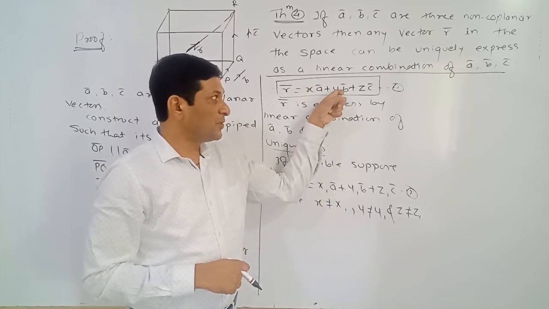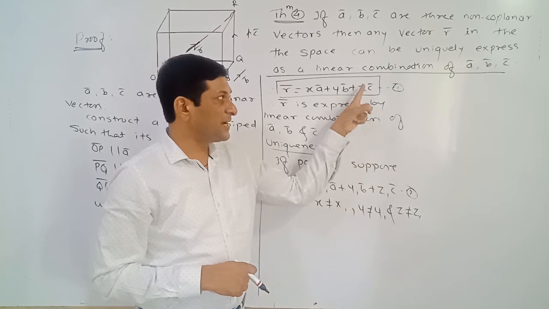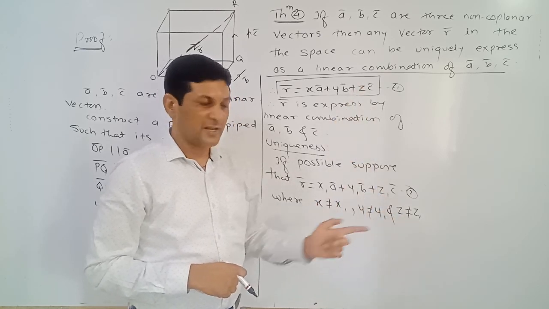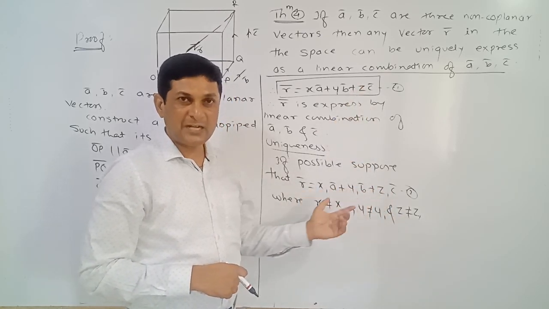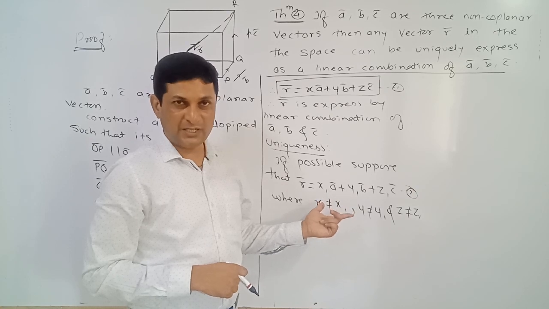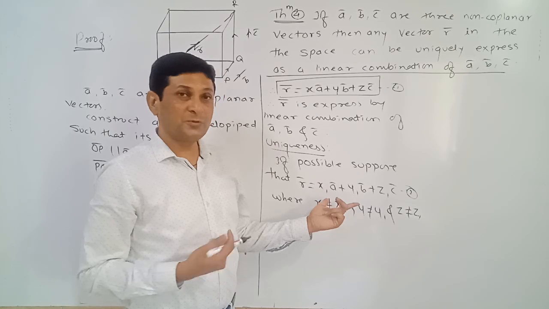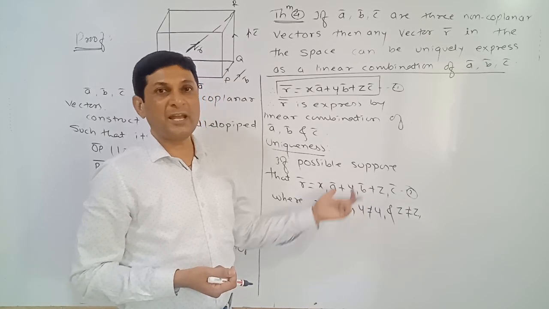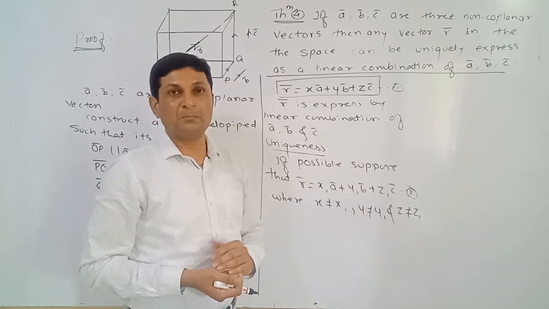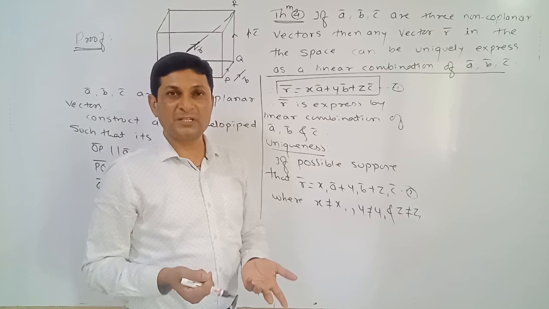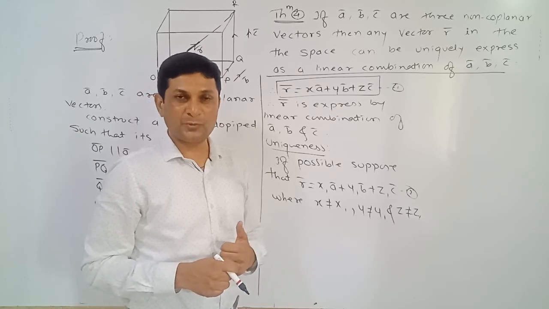In the same way, the coefficients of b bar are also different and the coefficients of c bar are also different. In other words, this is another linear combination in terms of a bar, b bar and c bar. Now this is our supposition: r bar is expressed by another linear combination. It may be that our supposition is right, or it may be wrong.